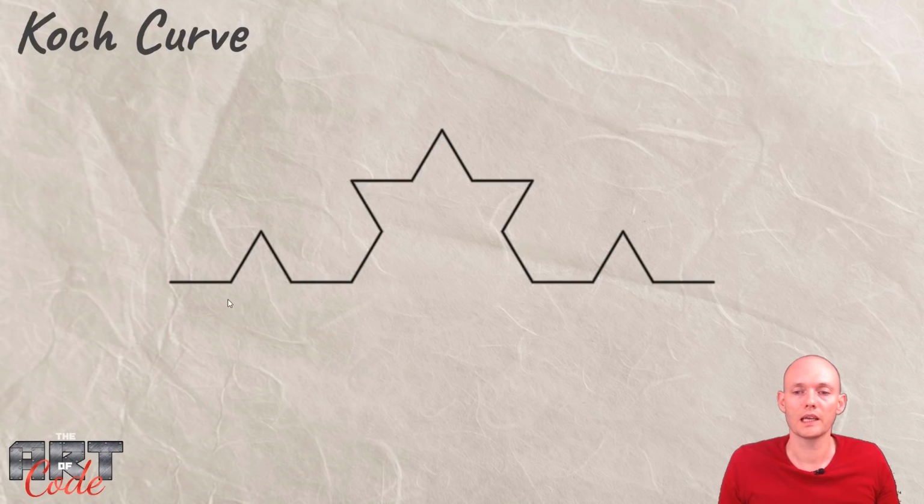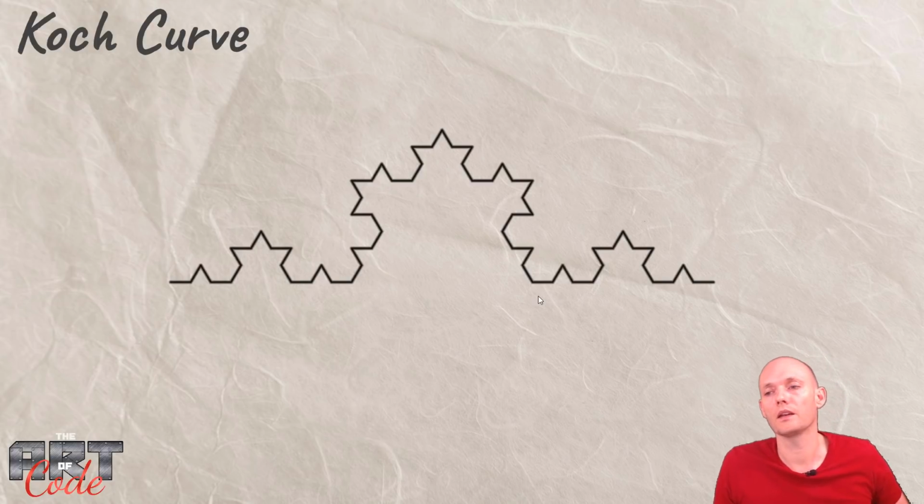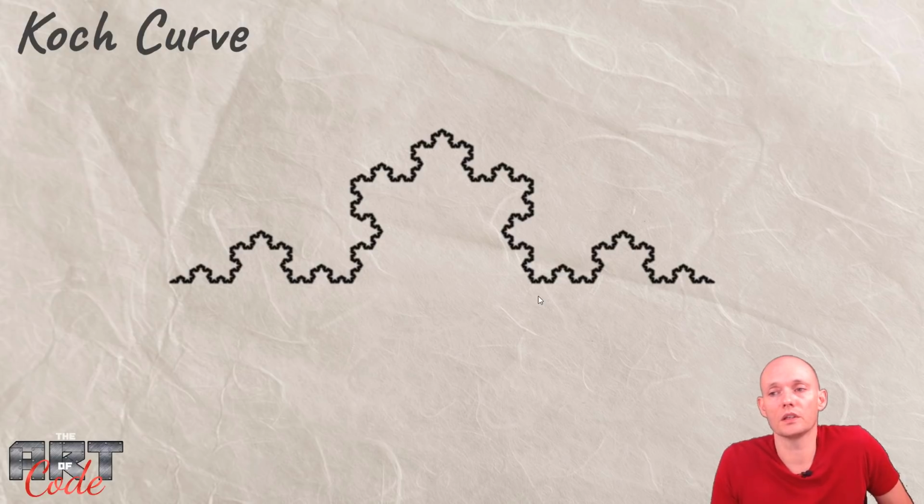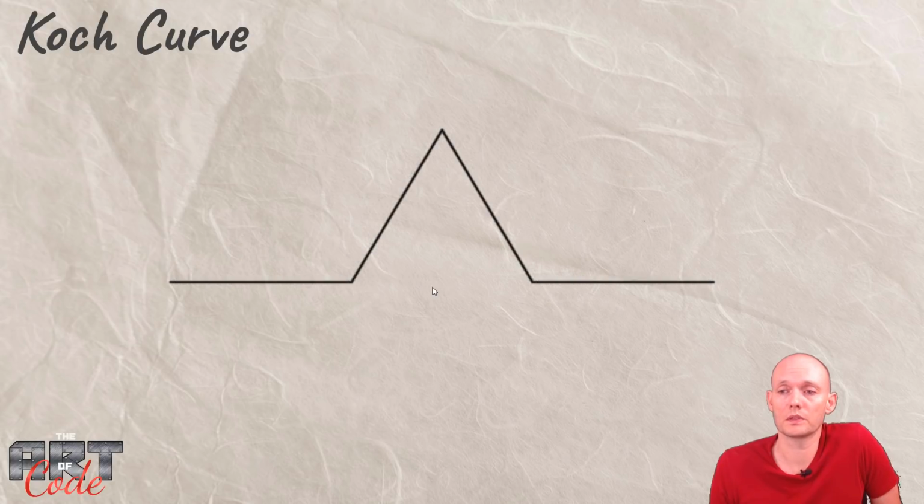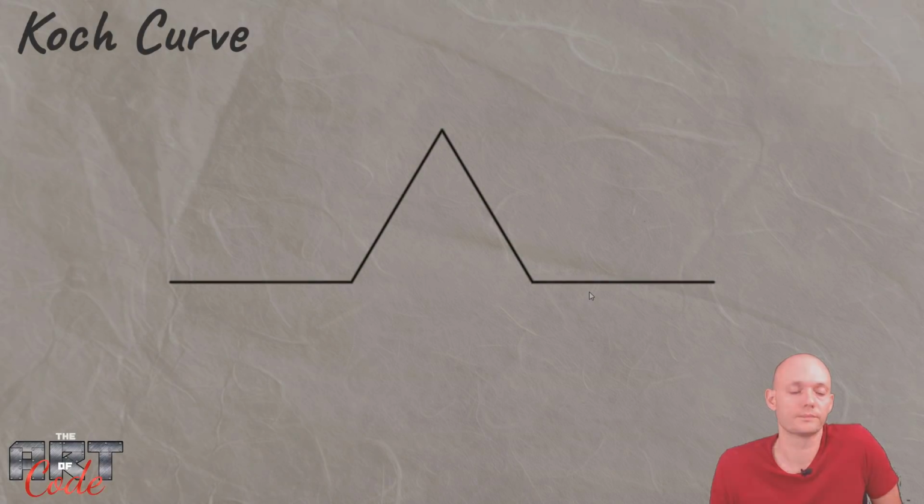Now we just do that again, so each line segment is going to be replaced with a little hat. Then we get that. And we keep doing that until we have something like this. That's the basic idea behind this curve. So let's try to make this. Let's first try to get to this point over here, where we just have a straight line with a little hat in the middle.